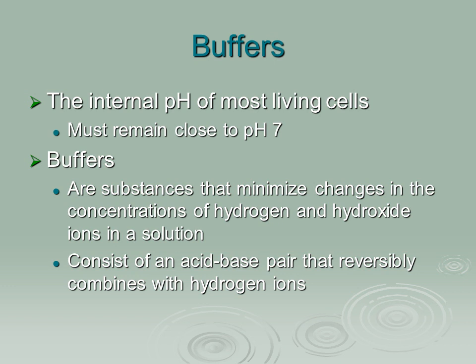You might have asked yourself, or not, what is the optimum pH for a living organism? We want the pH within our cells to maintain a range around 7. The internal pH of most living cells must remain close to pH 7, which they typically call a neutral pH. Now, when you're referring to pHs, you also want to consider something they call buffers. Buffers are substances that help to minimize fluctuations in your pH.